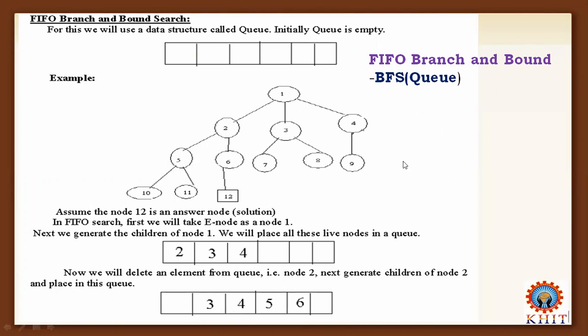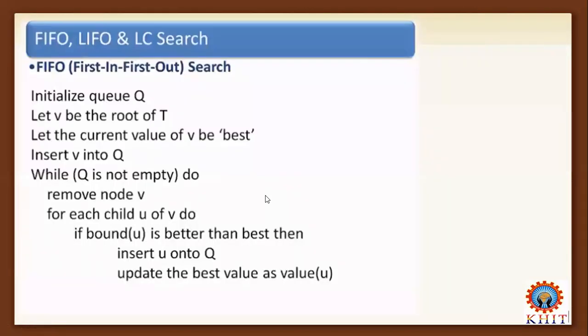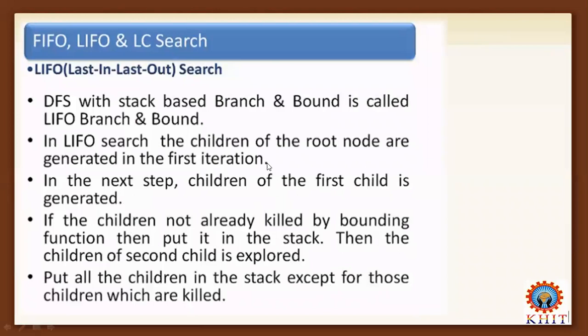So students, I hope you understood how the first in, first out branch and bound searching technique is solved by using the concept of a state space tree. We will get the solution 12. How we get the solution 12 from the given tree, we already discussed here. Okay. Next, we will discuss another searching technique.